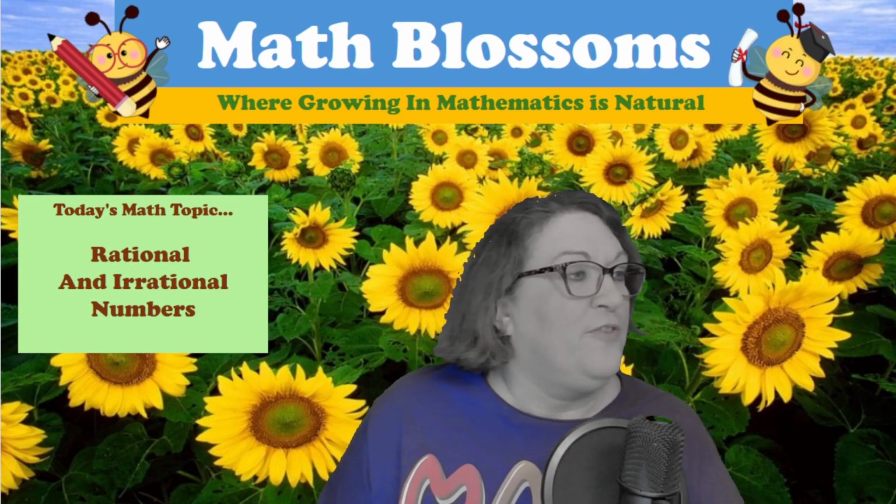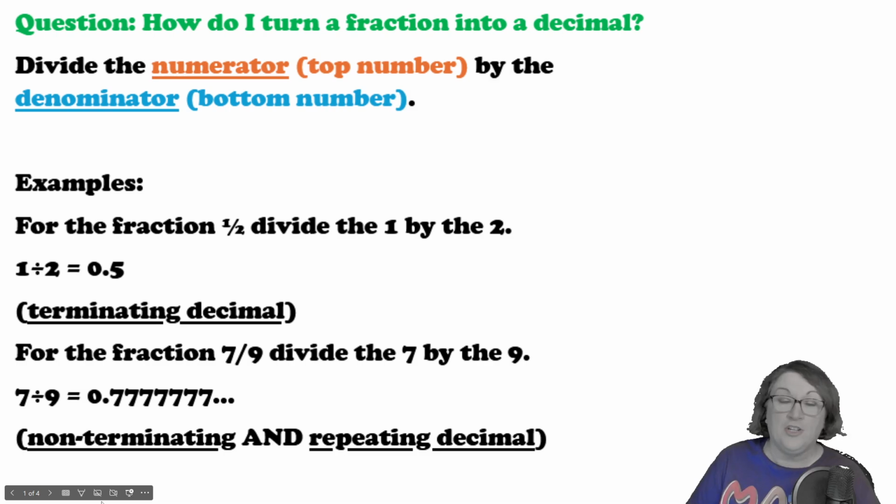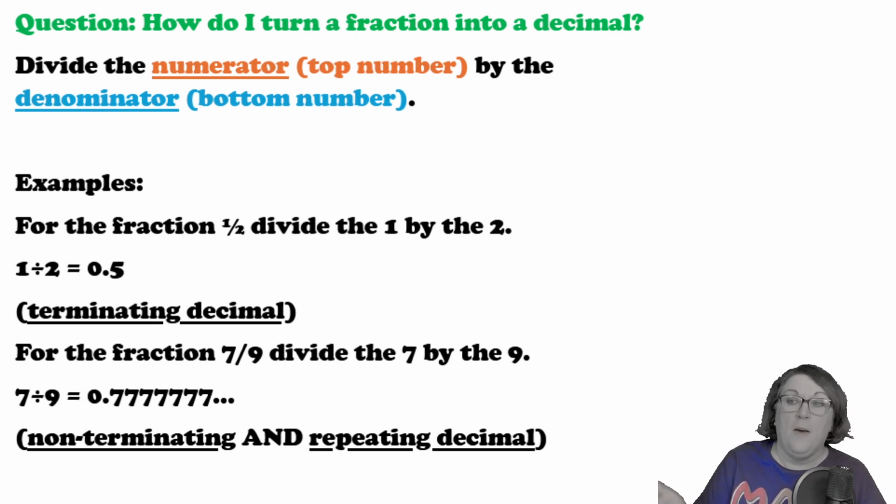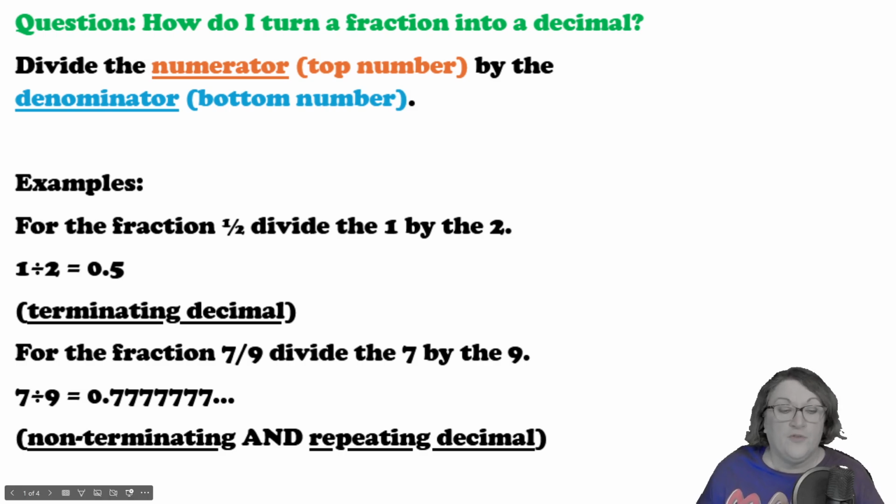All right, so for the first part, we're going to turn fractions into decimals. The way you do that is you divide the numerator, or the top number of your fraction, by the denominator, or the bottom number. For this first example, we have 1/2. 1/2 is turned into a decimal by dividing the 1 by the 2. So 1 divided by 2 is 0.5, and that is the decimal version of 1/2.